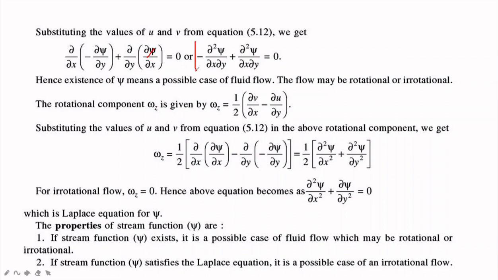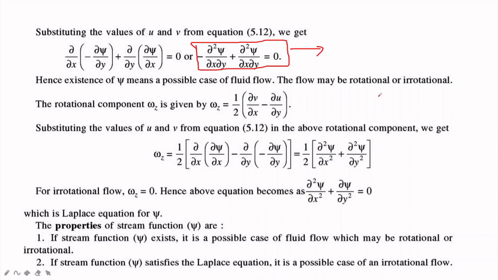So once we calculate and simplify, we will get the value of this one. You have to derive it in your notes. Dou square phi by dou x into dou y plus dou square phi by dou x into dou y is equal to 0. Hence existence of psi is a possible case of fluid flow, the flow may be rotational or irrotational. If the psi satisfies this equation, it will give us a possible case, the flow may be rotational or irrotational.